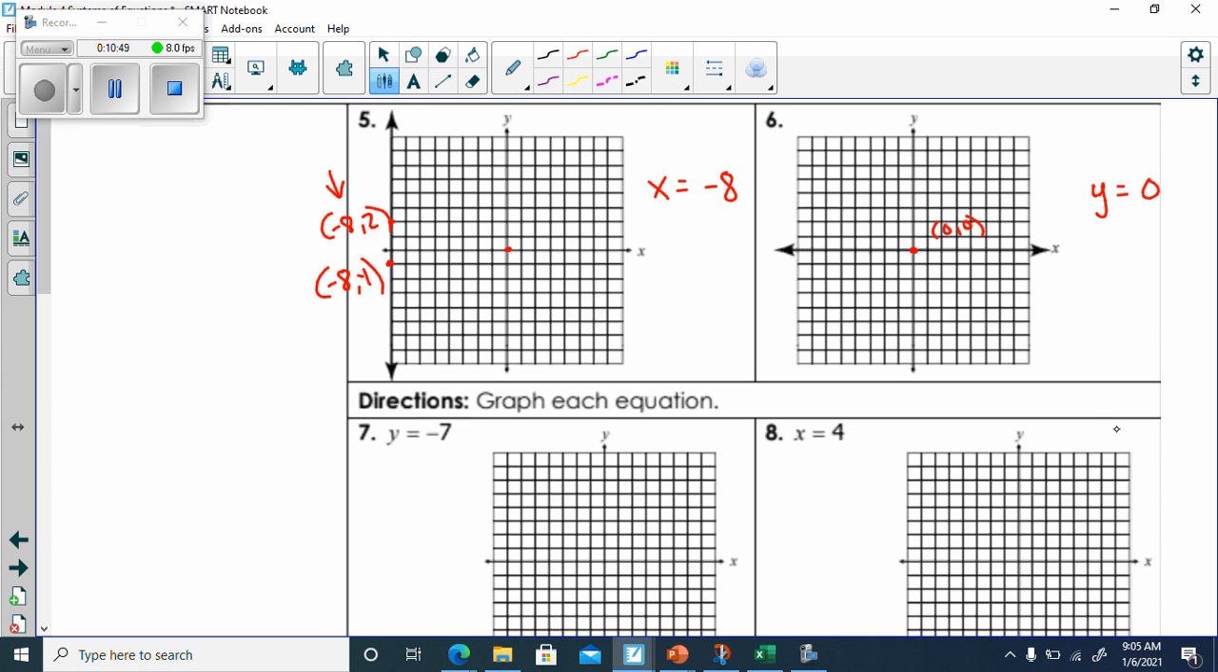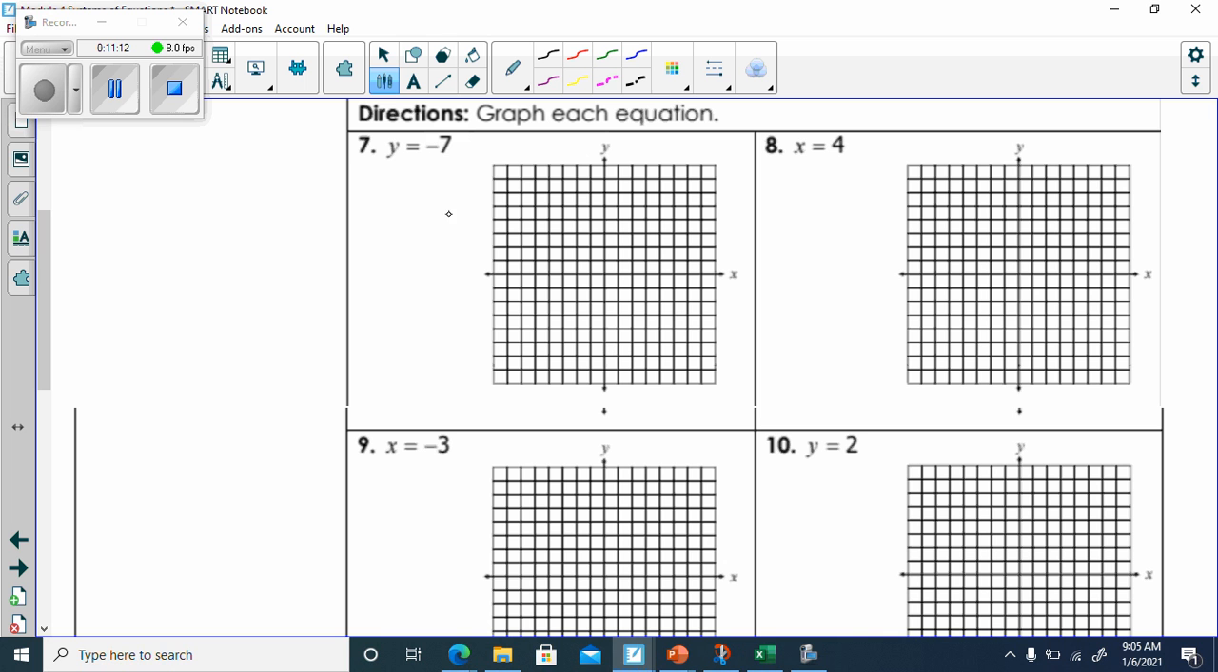If I want to check myself, let's get a couple of points on this line and see. This point was 0, 0. What is this at? This is at -2, 0, isn't it? In both cases, doesn't matter what my x is, my y is equal to 0.